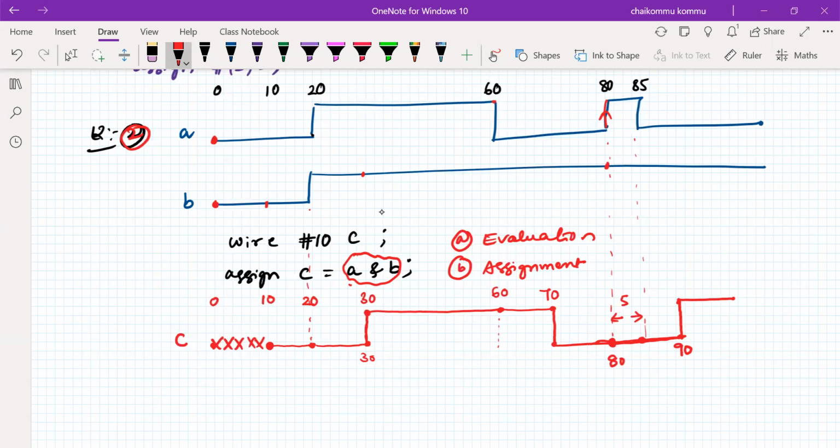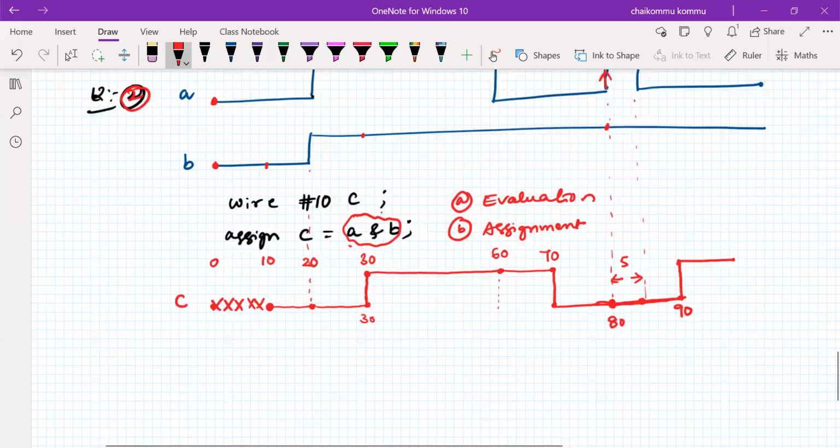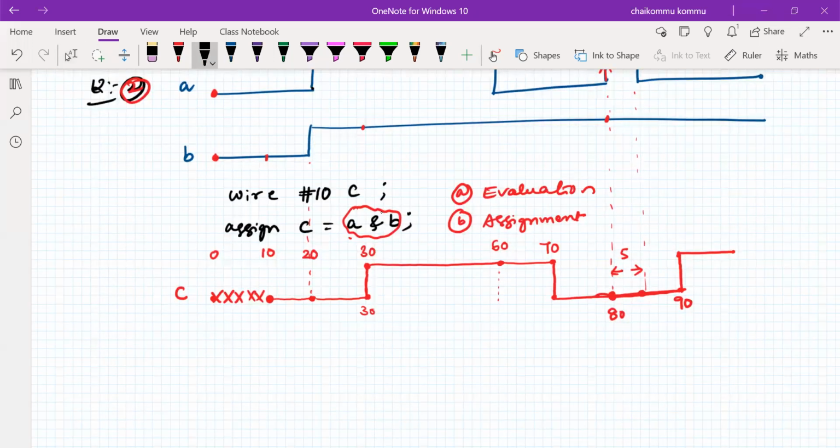Is it clear? So that is what we have to understand about the delay concept here. Therefore, this is called inertial delay. So can anybody tell me what inertial delay means? Inertial delay means if the input pulse duration is less than the delay of the assignment, then the pulse variation is not taken into consideration.